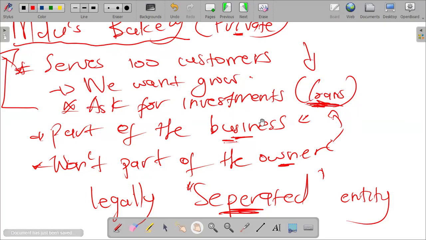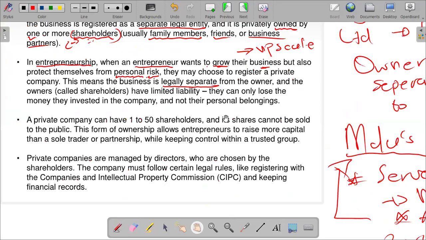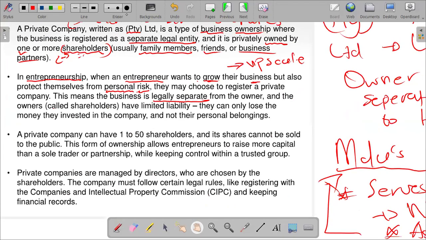So the loan is part of the business, but it won't be part of the owners. Why? Because it's a legally separated entity. So the loan is separated from the owners. All right. So we'll go back to the definition so that you can understand.